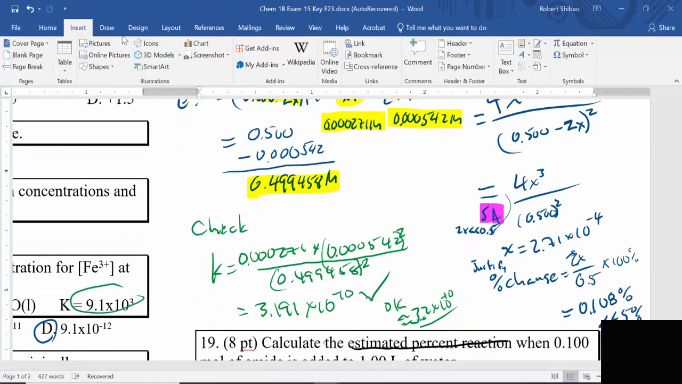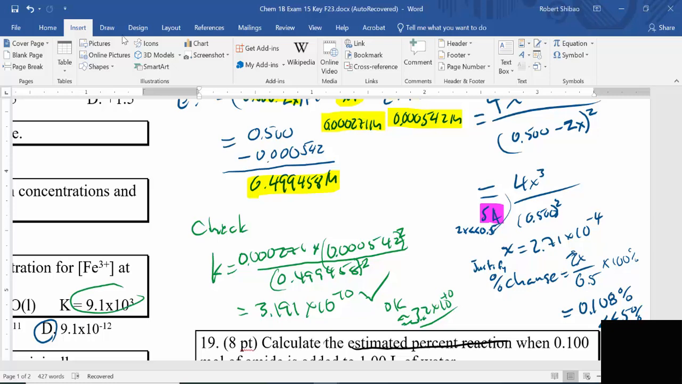I'm going to check my equilibrium concentrations by plugging these back into the K expression. And so here it's going to equal 0.000271 times 0.000542 squared divided by 0.499458 squared. And this gives me 3.191 times 10 to the minus 10. And the actual K value, the given K value, is 3.2. So if we round this to 2 sig figs, it rounds to 3.2, so we're okay. And so this checks out.